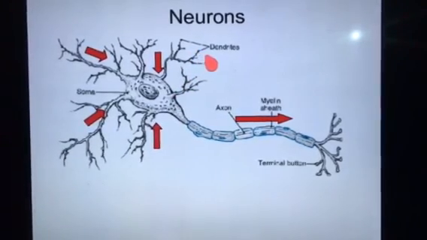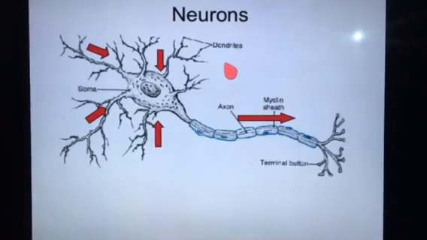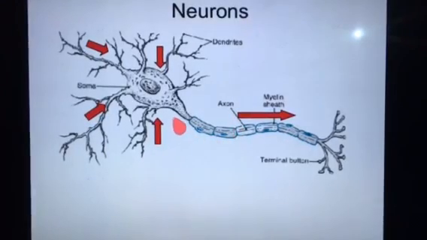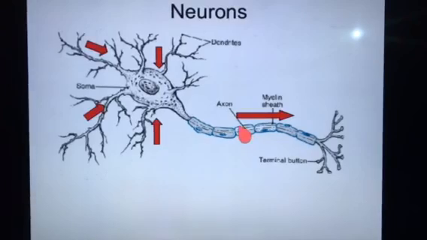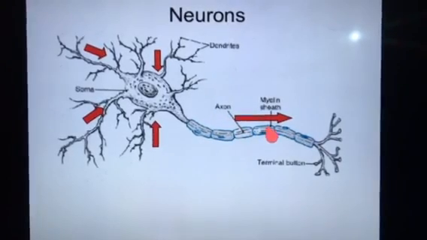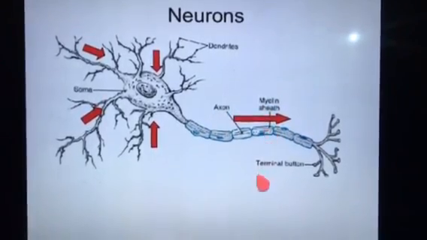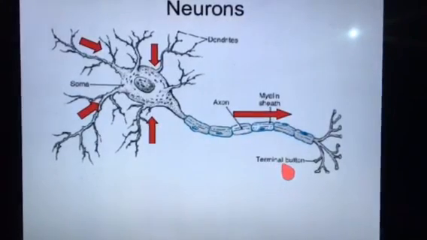These are called dendrites, which basically receive and transmit the signal. Then after that, the tail part is called the axon, and here is the myelin sheath, and the last one is the terminal button.